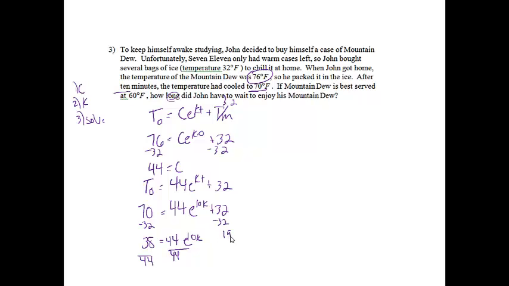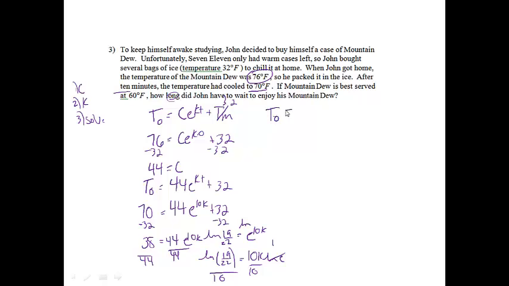You don't have to, but I'm going to reduce that and get 19 over 22 is equal to e to the 10k, and we don't want to make that a decimal because it's not a nice one. I'll then take the natural log of both sides. So I'll get the natural log of 19 over 22 is equal to 10k ln e. Ln e is 1, of course. And then to get k by itself, we'll just divide both sides by 10.